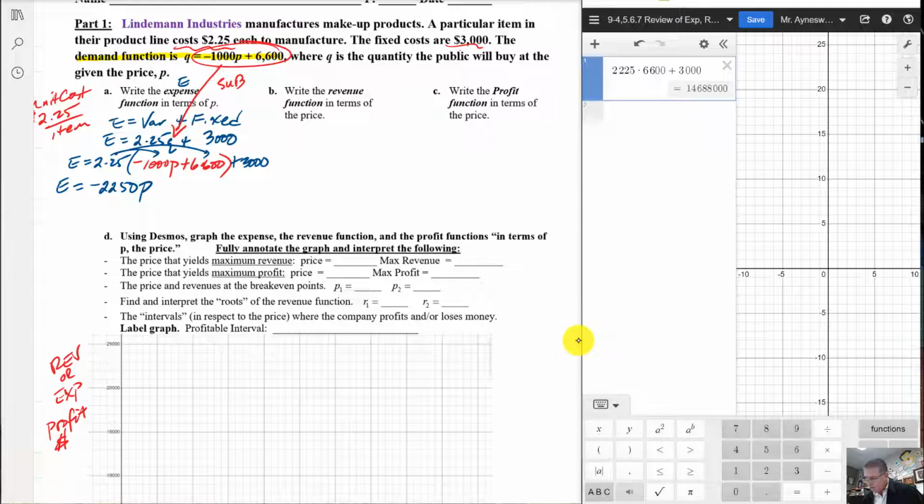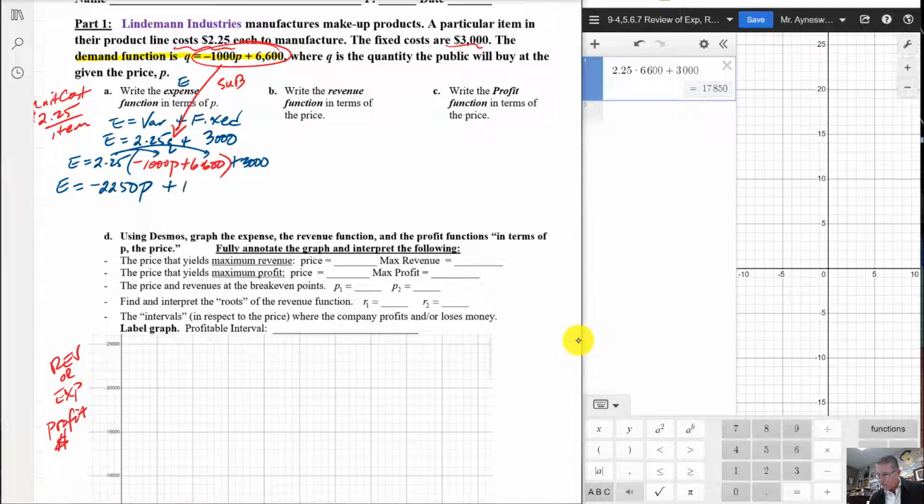And you got to type this in correctly. So notice that I didn't type my unit costing correctly, so always double check your work. My answer was in the millions, and so I knew I made a mistake typing it in. You got to take your unit cost, which is $2.25, times 6,600 plus 3,000 more, and you get 17,854 as part of the expense function.